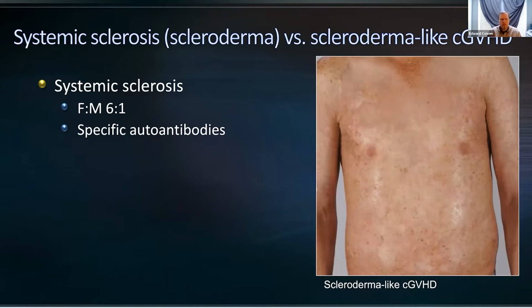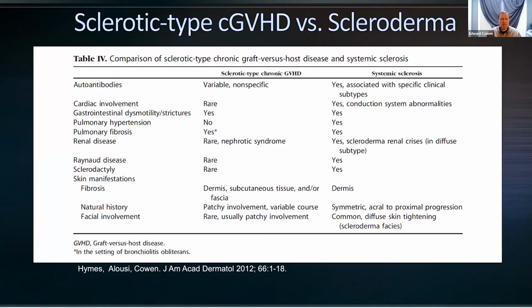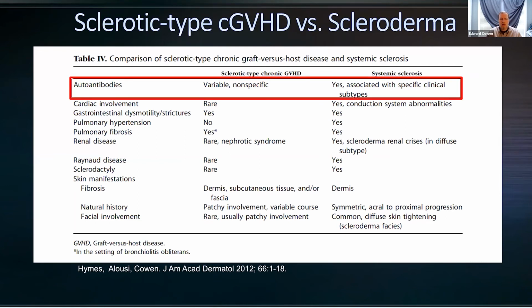Now, I don't use the term scleroderma because that's an autoimmune disease, and that is different than the skin fibrosis that we see with scleroderma-like GvHD. Systemic sclerosis or scleroderma occurs almost exclusively in women, and it's associated with very specific autoantibodies. And so the GvHD type of fibrosis that we see doesn't have that same predilection for females, and we don't see those autoimmune specific findings. And so I use the term sclerotic type chronic graft versus host disease, but you may hear people say scleroderma-like GvHD.